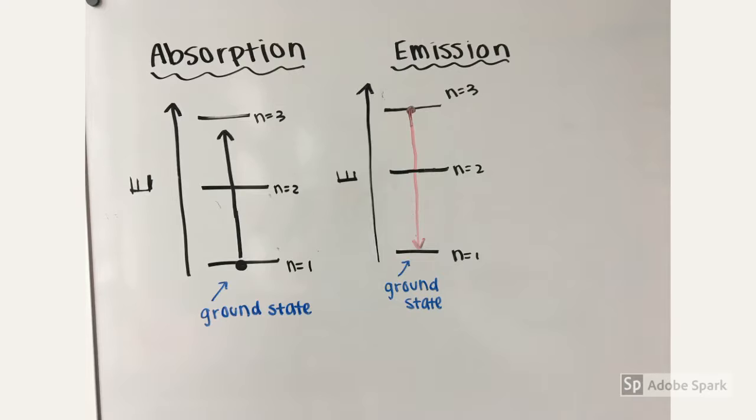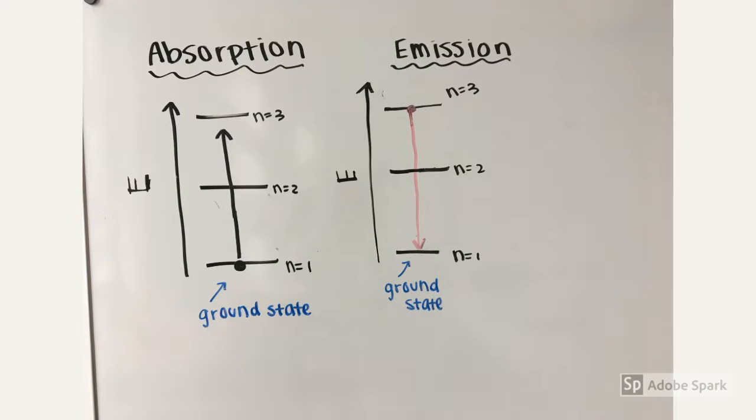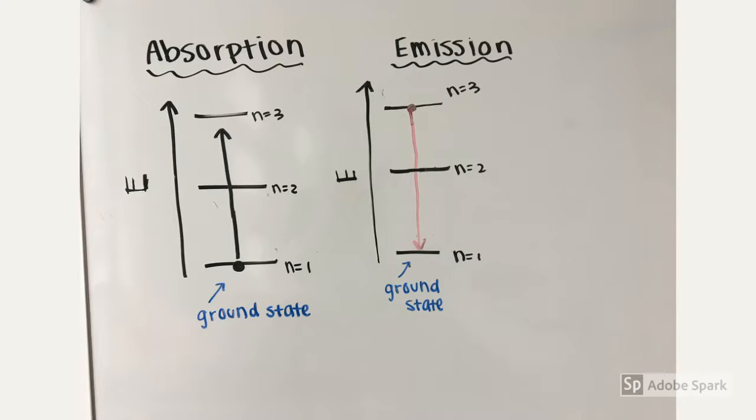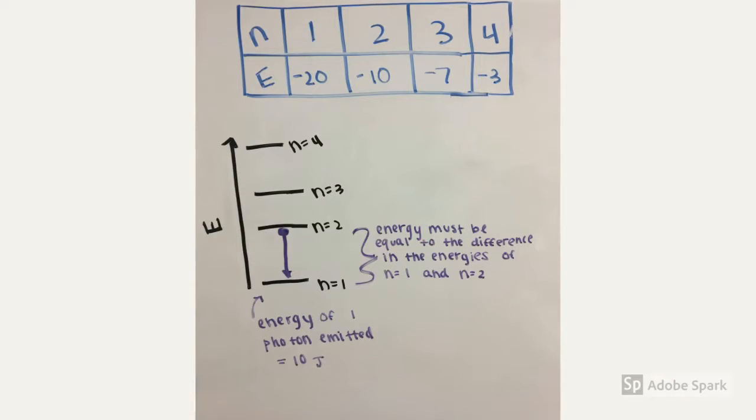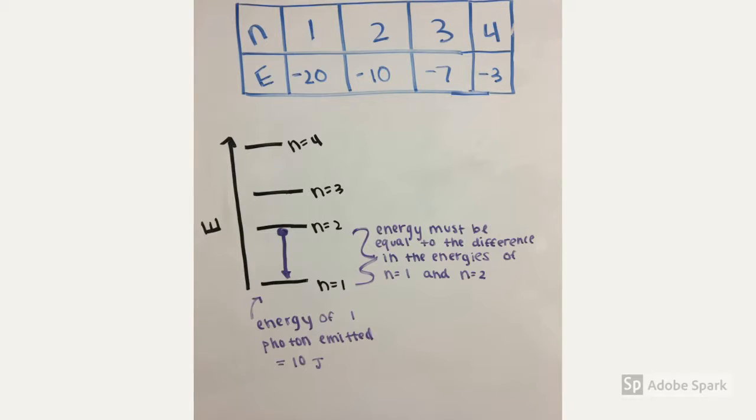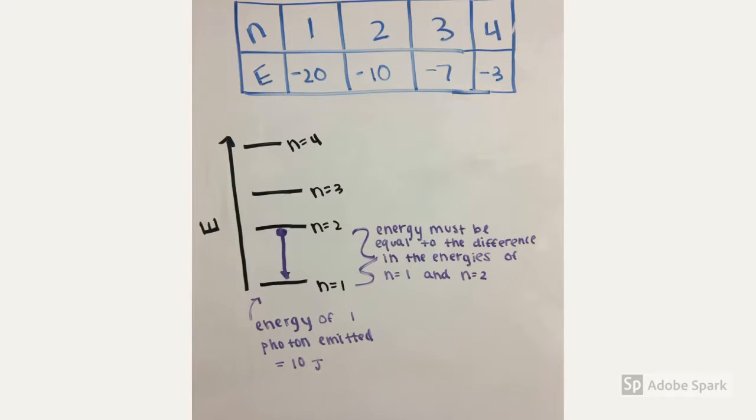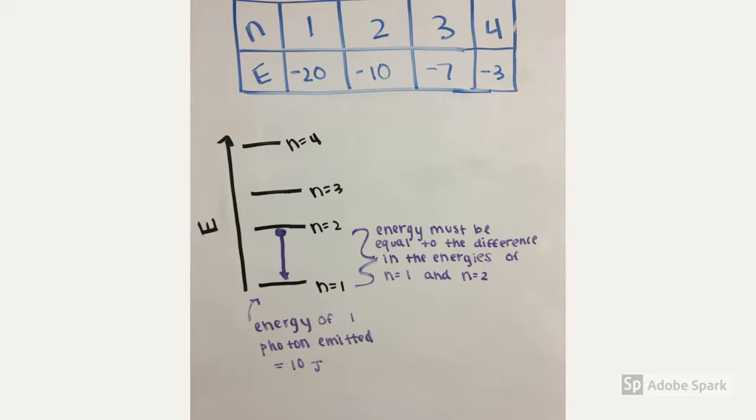During the process of emission, a photon is emitted with the energy in order to return to a lower energy level. The energy emitted must also be exactly the same amount as the difference between energy levels. For example, a photon emitted from energy level 2 to energy level 1 would have to be equal to the difference of energies of level 1 and 2. So, in this case, a photon would have to be emitted with an energy of 10.